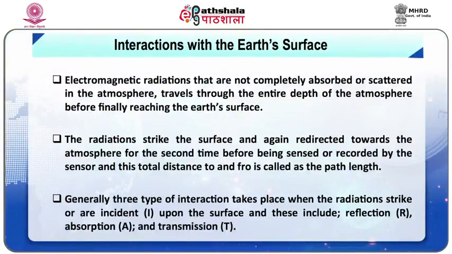Another important aspect involving electromagnetic radiation is its interaction with the Earth's surface. Electromagnetic radiation that is not completely absorbed or scattered in the atmosphere travels through the entire depth of the atmosphere before finally reaching the Earth's surface. The radiation strikes the surface and is again redirected towards the atmosphere for the second time before being sensed or recorded by the sensor. Generally, three types of interaction take place when radiation is incident upon the surface, and these include reflection, absorption, and transmission.